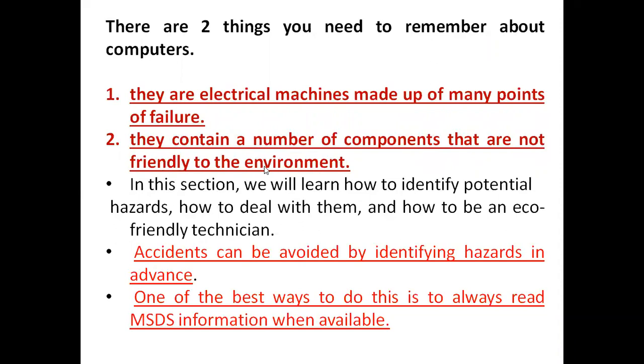So accidents can be avoided by identifying hazards in advance. Obviously, if you identify what the dangerous things are, what hazards surround you, you will try to avoid them. So obviously, accidents will not happen. One of the best ways to do this is to always read MSDS information when available. What is MSDS? Have you heard about this MSDS?